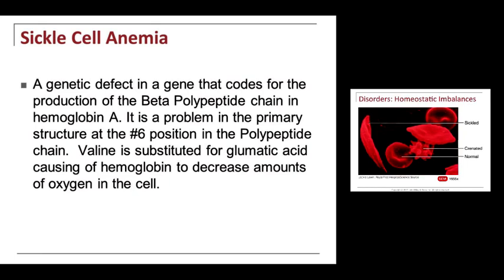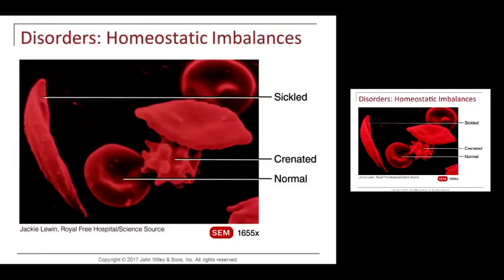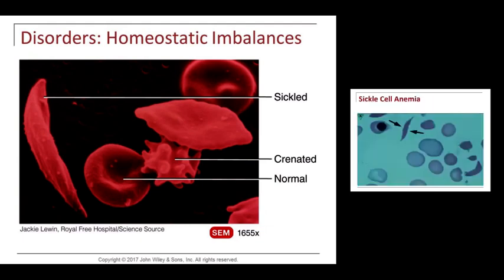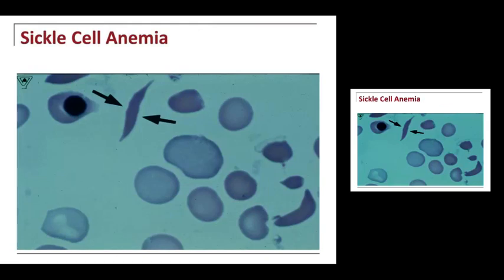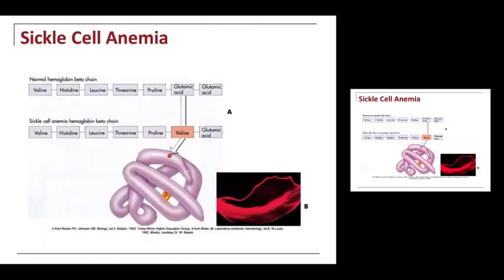So the cell becomes sickle-shaped, which is what you see on the left. You can see a normal one, and you can see one that's crenated. Crenation typically happens when water is pulled out of that cell. Here's another sickle shaped, and you can see that the exchange happens at that number 6 position. Right here.